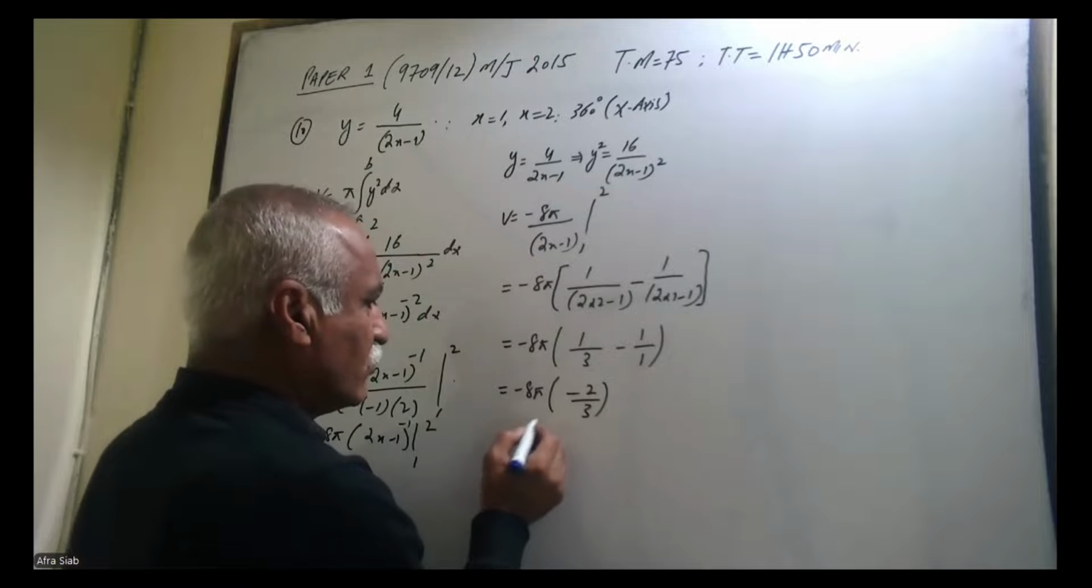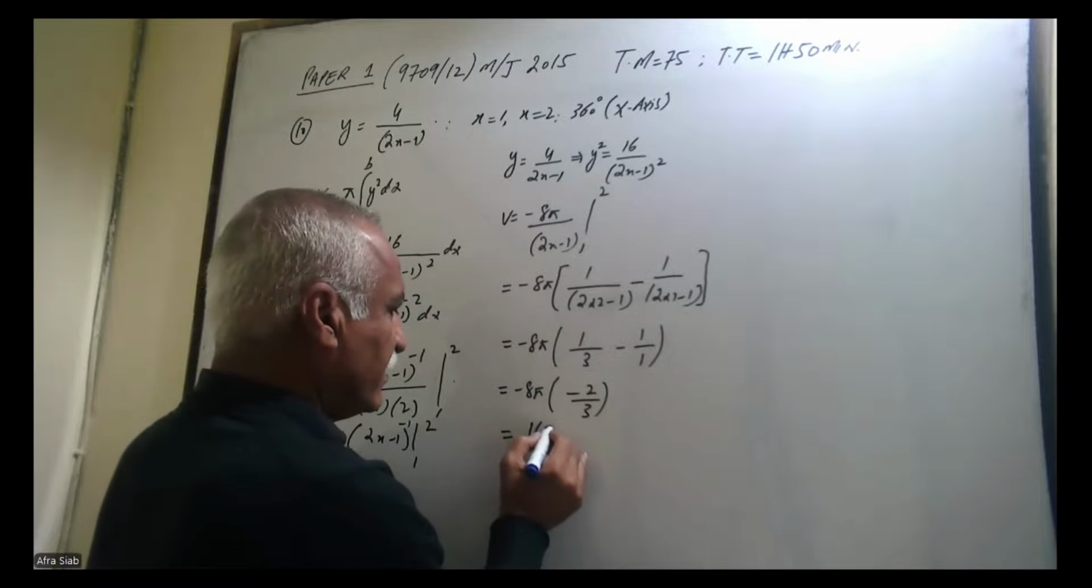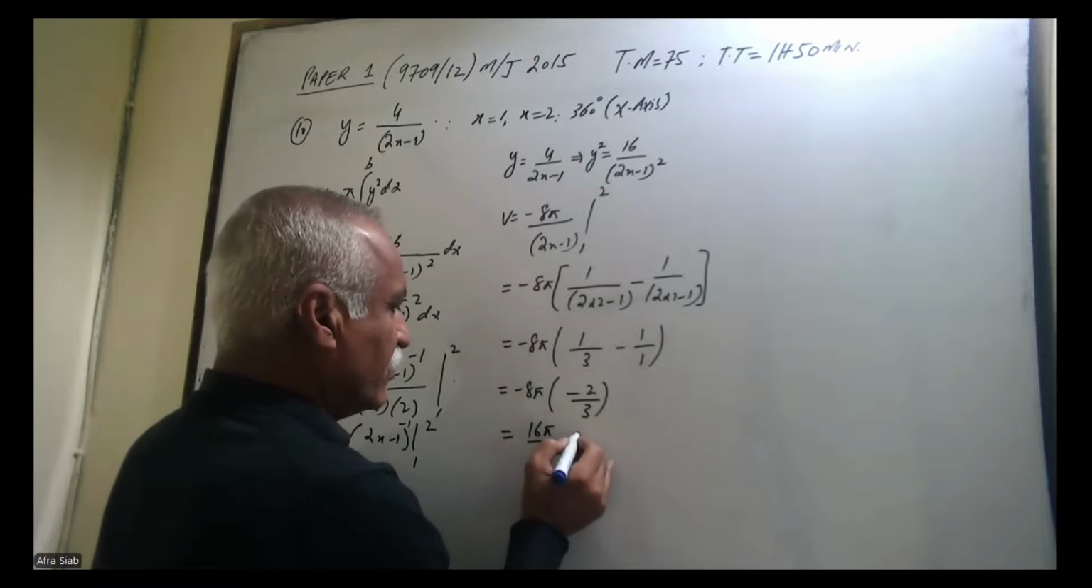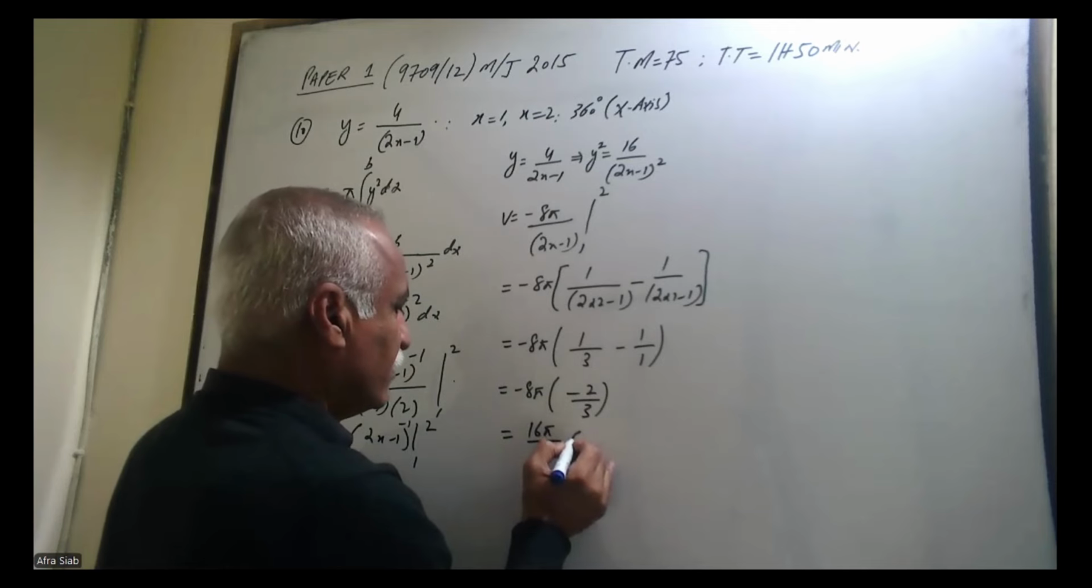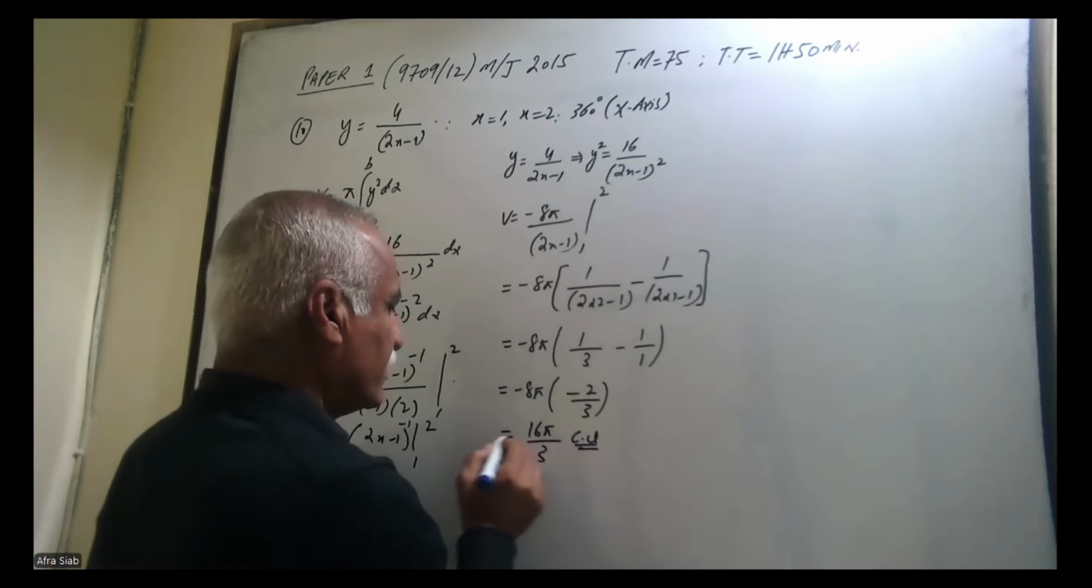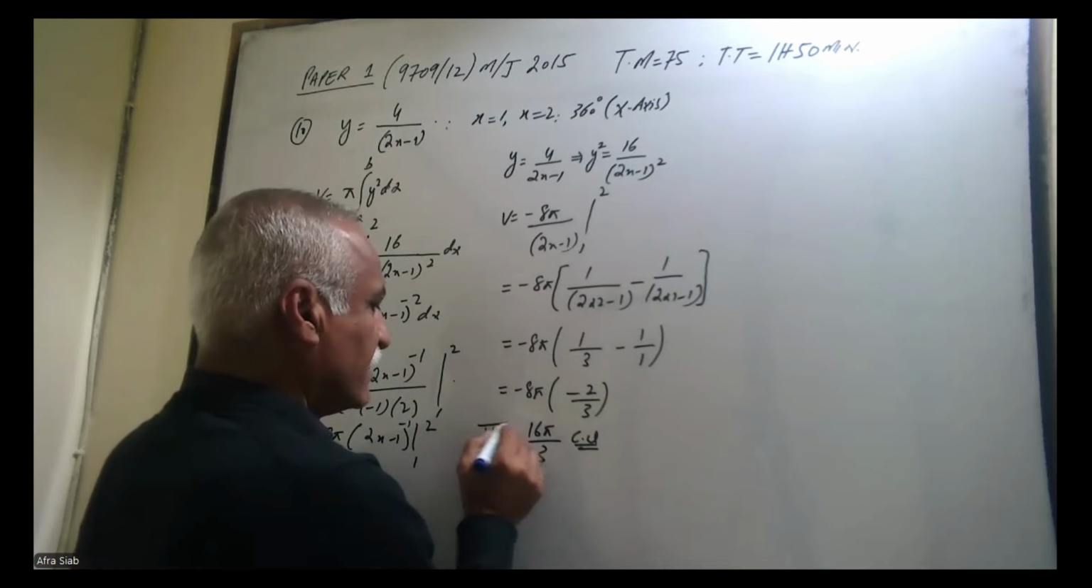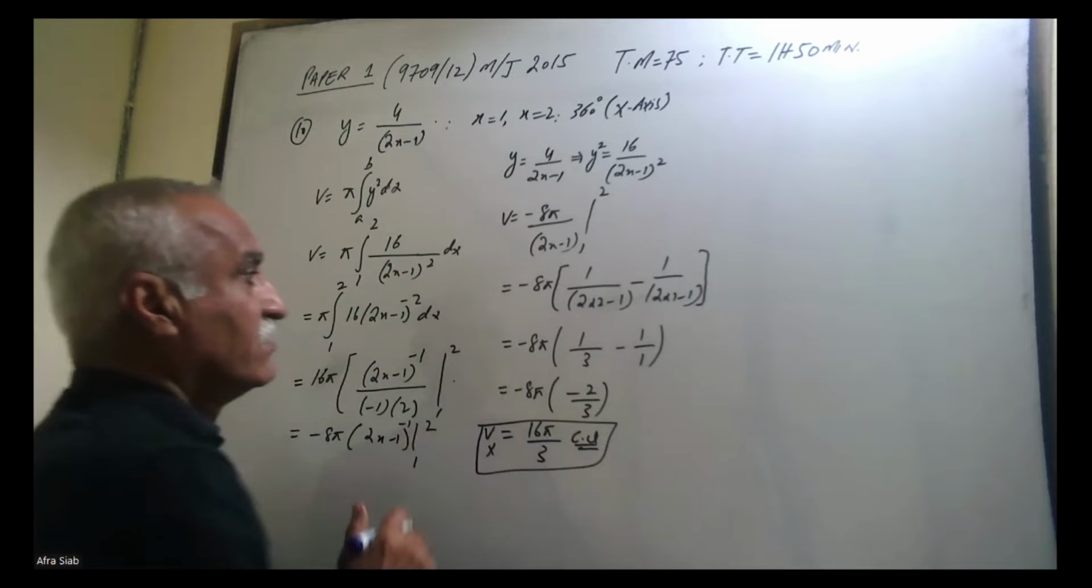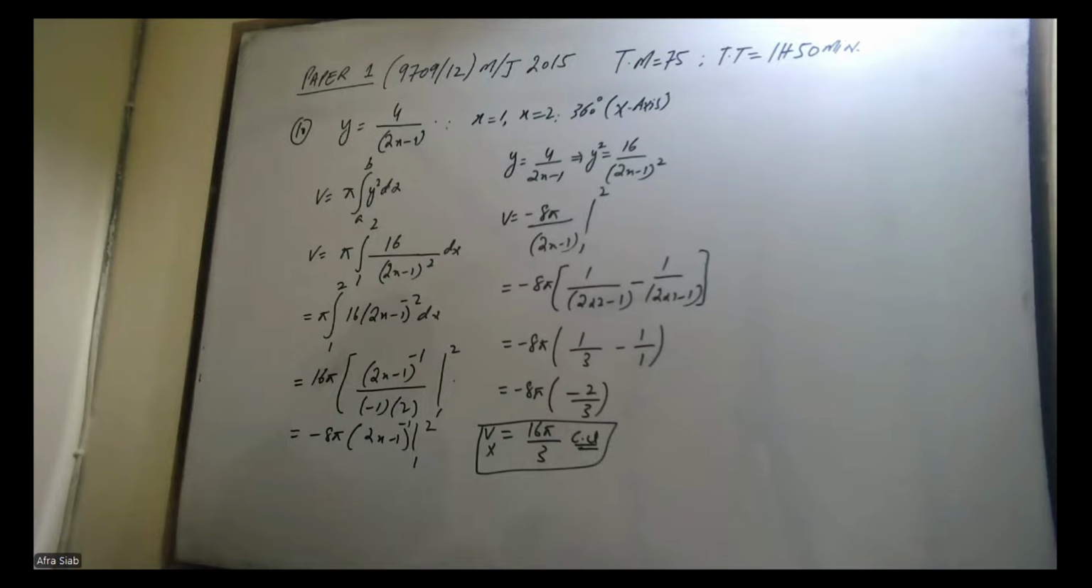So that is equal to positive 8 twos are 16 pi over 3, because they are asking for the volume. So it is in cubic units, for the curve y equals 4 over 2x minus 1 rotated about the x-axis.